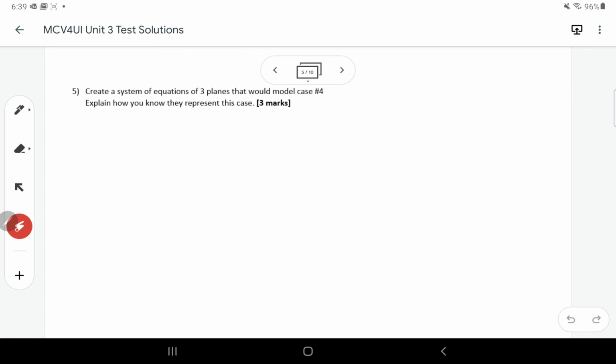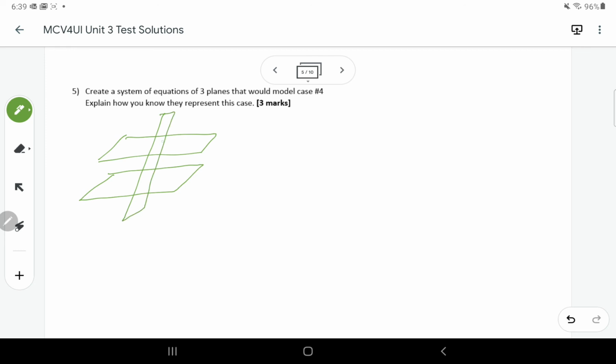Here, create a system of 3 planes that would model case number 4. So remember case number 4, and I should have copied this picture in because I'm going to probably make a mess of drawing it here. Case number 4 is like this. There are 2 parallel planes and then 1 plane cutting through them. So each of those pairs of planes would have a line of intersection, but there's no solution altogether for all 3 planes. So we know that plane 1, let's label them like that.